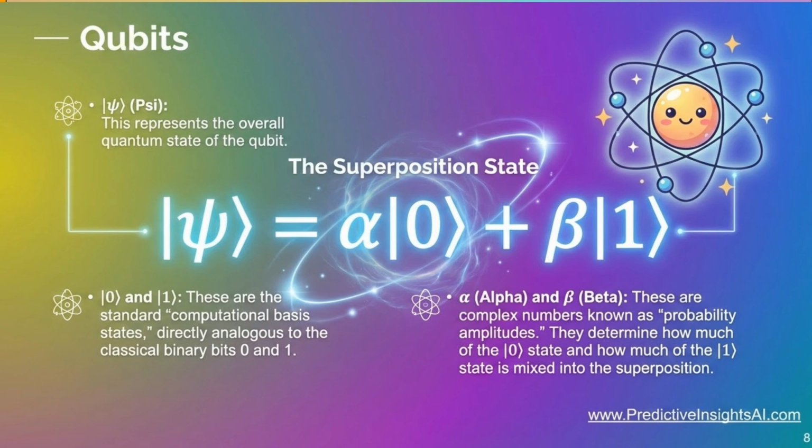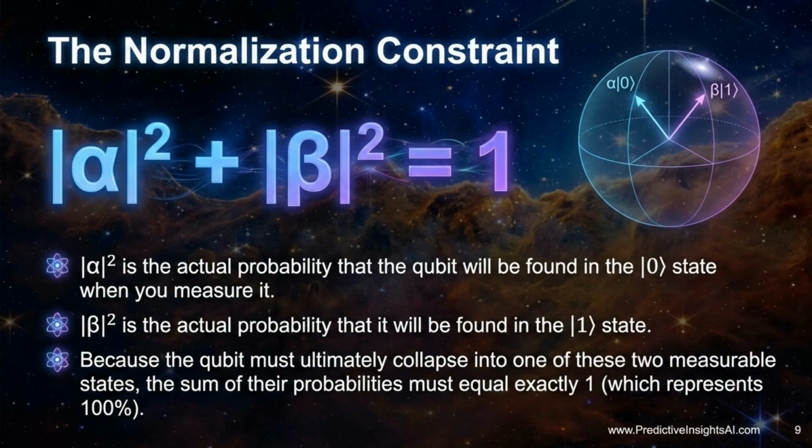Psi represents the overall quantum state. The states 0 and 1 are the computational basis states, analogous to binary bits. Alpha and beta are complex numbers called probability amplitudes, determining the mix of the two states in the superposition. The normalization constraint, where the squared magnitudes of alpha and beta sum to 1, is critical.